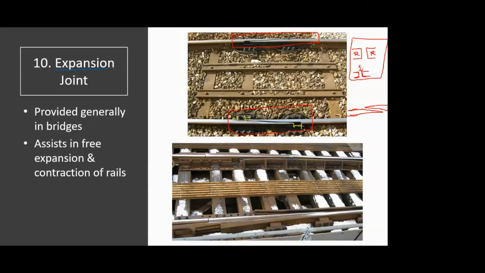Here also you can see the shape is a little different, but it's still an expansion joint. Whatever gaps you see here are for expansion purposes. These joints are generally provided at bridges, because most railway bridges, as you must have seen, are steel bridges, so obviously there is expansion in the bridge as well as the railway track. To assist that expansion and contraction, this expansion joint is provided.